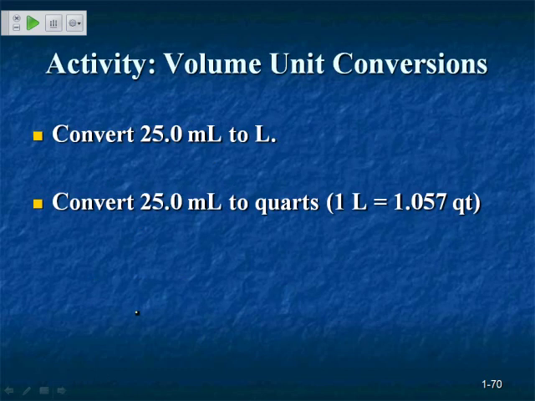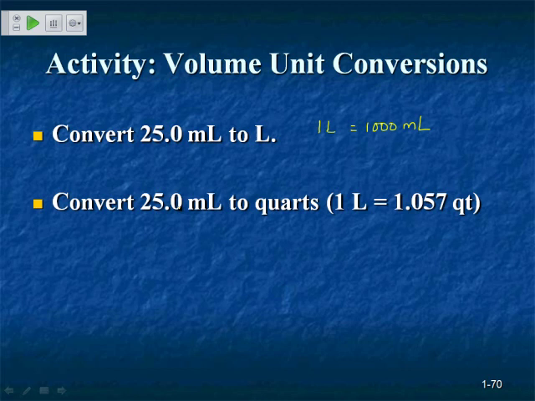So let's do some conversions with volumes also. So the first one, convert 25 milliliters to liters. Again, follow the dimensional analysis pathway which I was showing you in last class. So the conversion we need to remember is between milliliters and liters. What did we just say? 1 liter is 1000 milliliters. So here is your conversion.